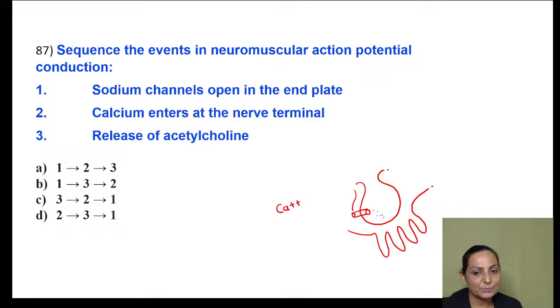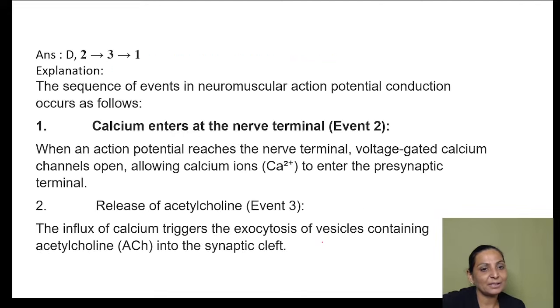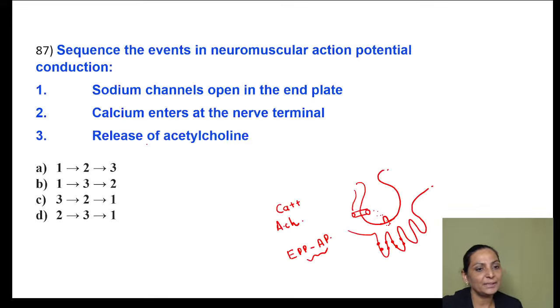Opening of the voltage gated calcium channels. These calcium ions will then help in the release of acetylcholine from the secretory vesicles. This acetylcholine will then act on its nicotinic cholinergic receptors, which are located on the muscle end plate, which will then create the end plate potential and convert it into an action potential. Therefore, the correct sequence becomes 2, 3, 1. That is calcium, then sodium, and then acetylcholine.